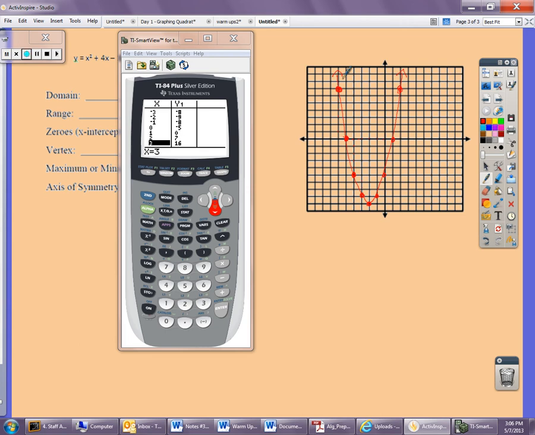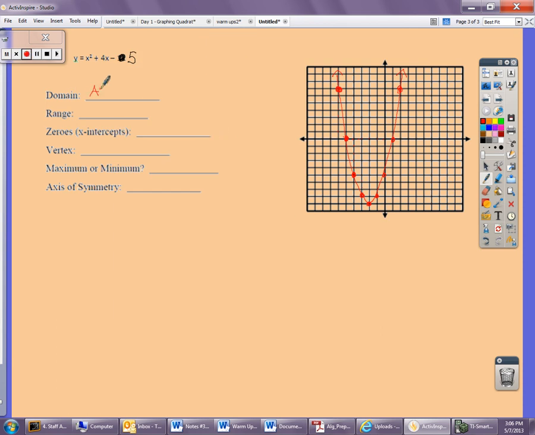So now when we want to talk about the domain, that is all of the x values. Well, if you notice, this graph is never going to stop going to the left. It's going to keep going and going. And it's always going to keep going to the right. So the domain is all real numbers. Or we can use our fancy interval notation.